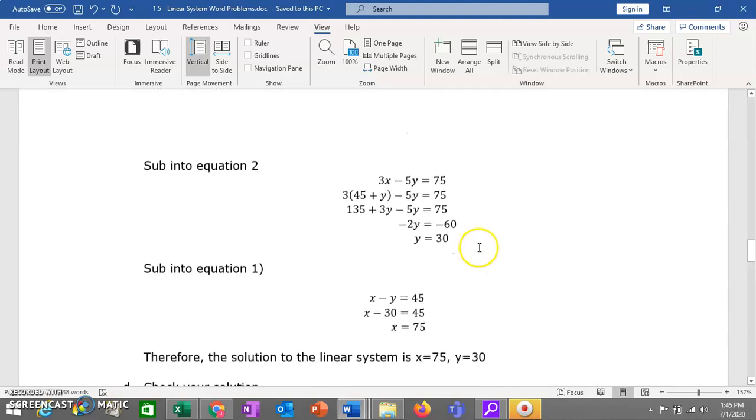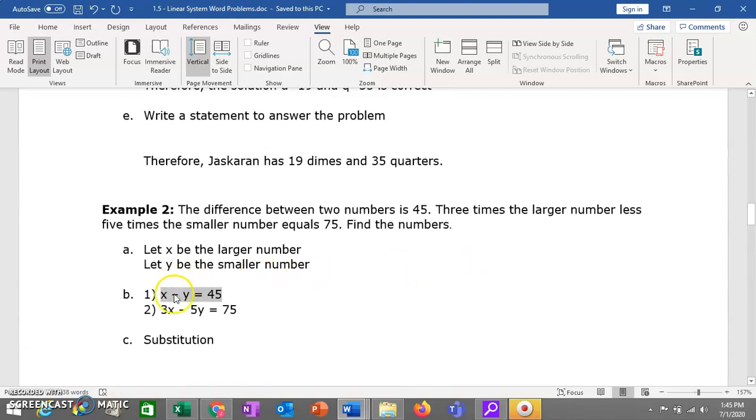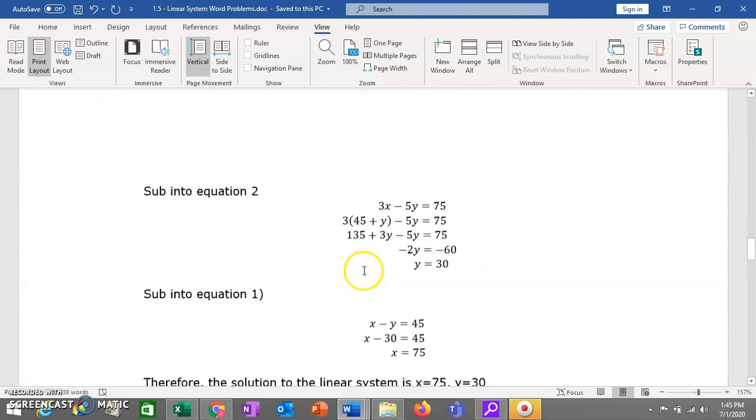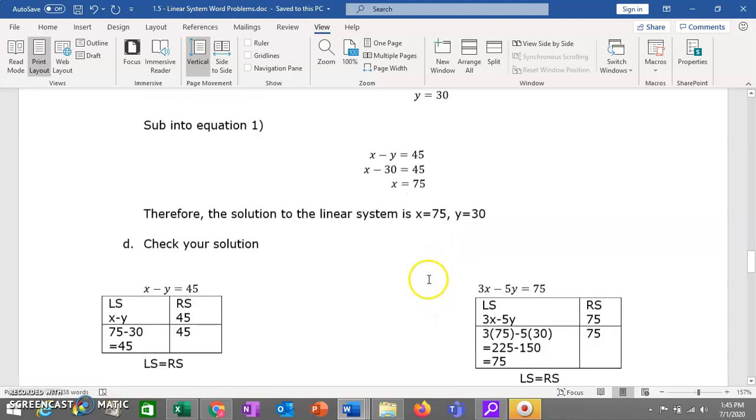So there we go again. Once I have my y value, I just sub it into the other equation, and I can get my x value. So 30 is going to go into here. So x minus 30 is equal to 45. X is 75. So I have my two numbers, 30 and 75.